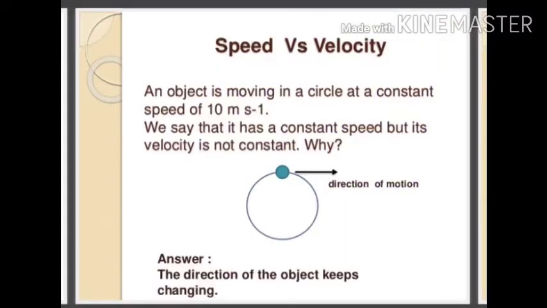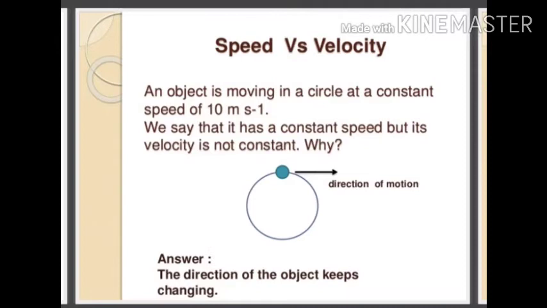Let's take another example. An object is moving in a circle at a constant speed of 10 meter per second. We say that it has a constant speed, but its velocity is not constant. Why? Because speed here is constant, that is 10 meter per second, but direction of the object is changing at every point.